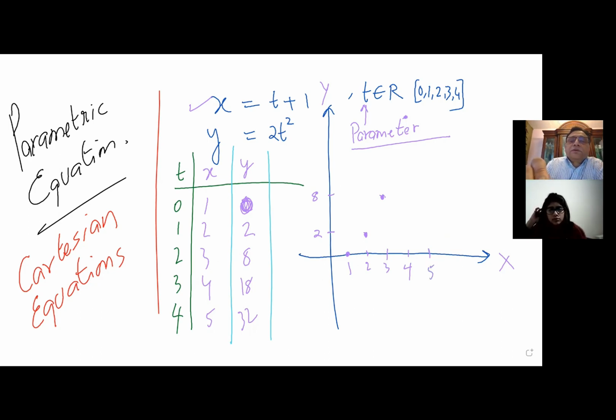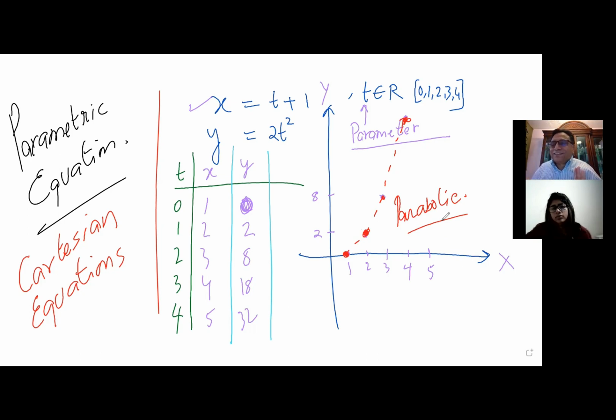However, I do have some points here. These are discrete points, so I'm not connecting them with a solid line, but I could connect them with a dotted line. Do you see it's parabolic in nature? So on the Cartesian plane, what I see is a parabola. And how do I plot it? I plot it for different values of t, which is my parameter. Different values of t will give me different values of x, y.